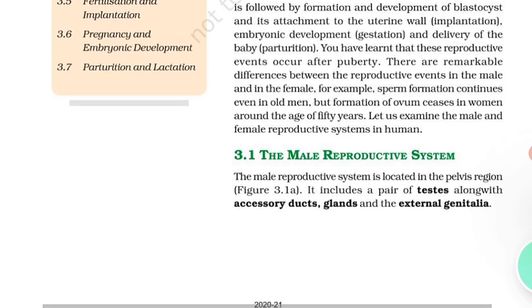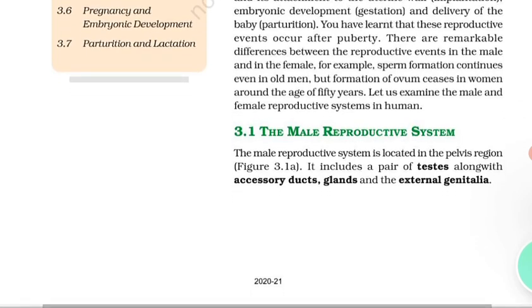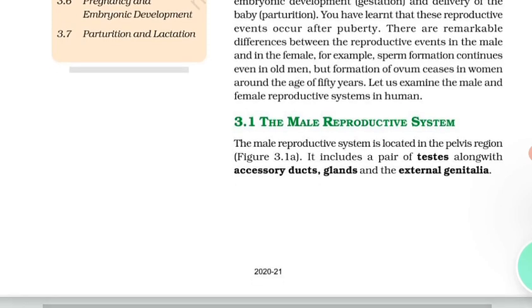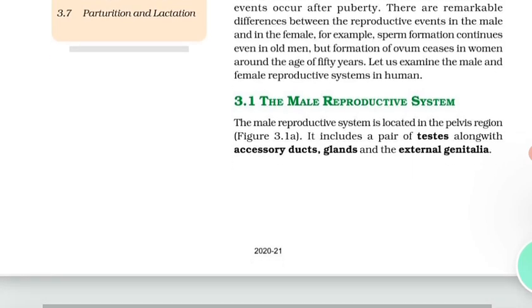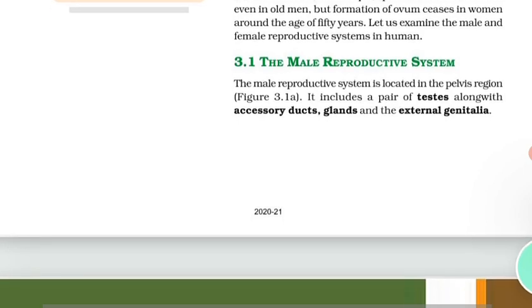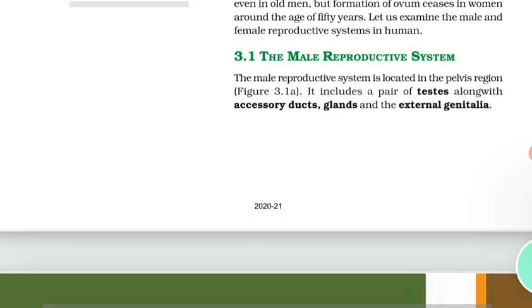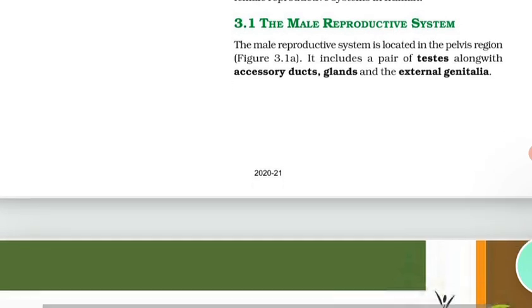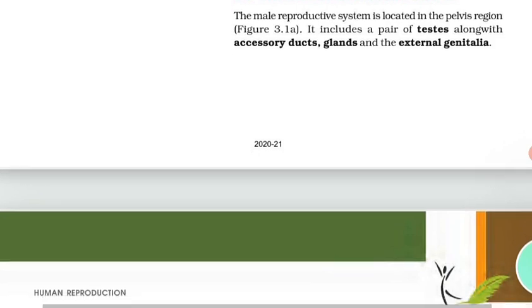The male reproductive system is located in the pelvic region. It includes a pair of testes along with the accessory ducts, glands, and the external genitalia. Understood? Okay, let's move ahead.